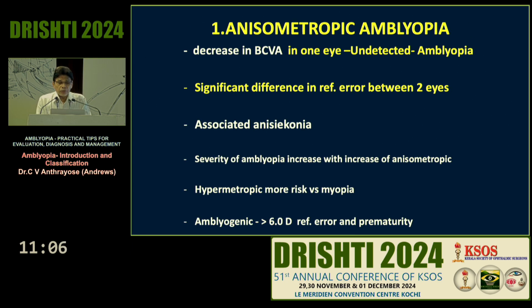So we come to more details about anisometropic amblyopia. It is a decrease of best corrected visual acuity in one eye, that is, undetected amblyopia. A significant difference of refractive error between the two eyes may be associated with aniseikonia.